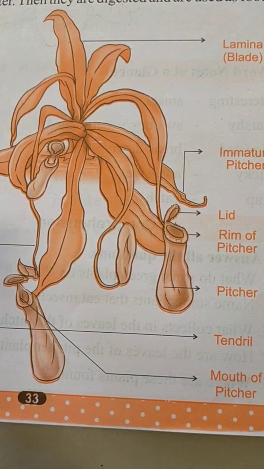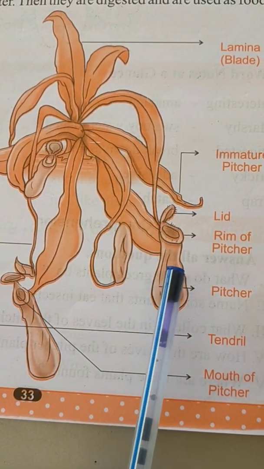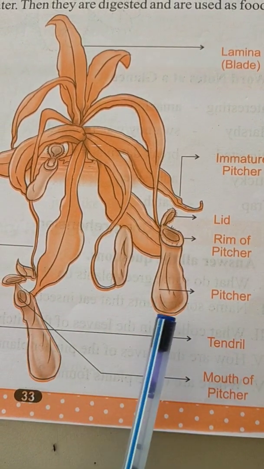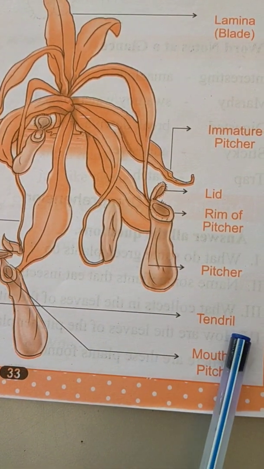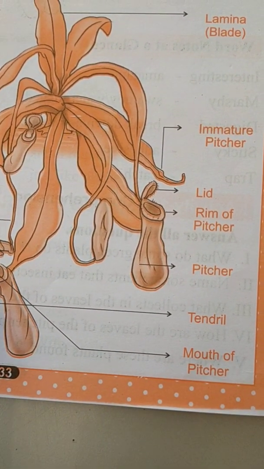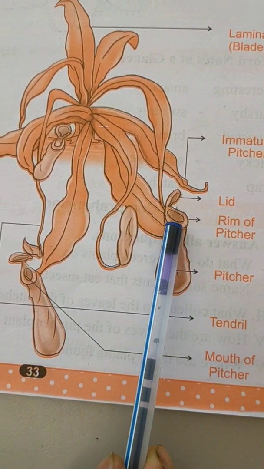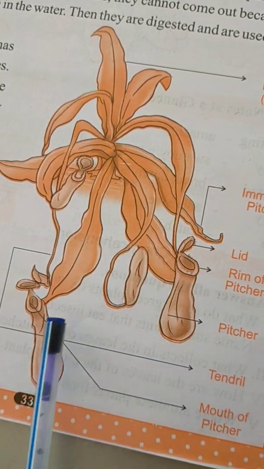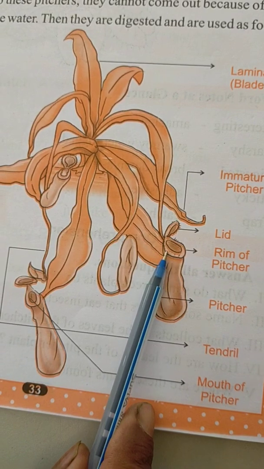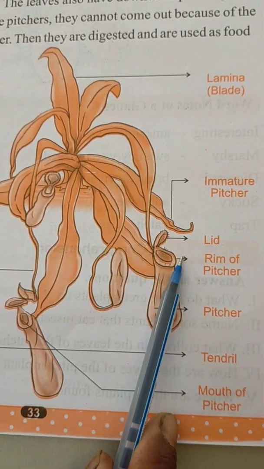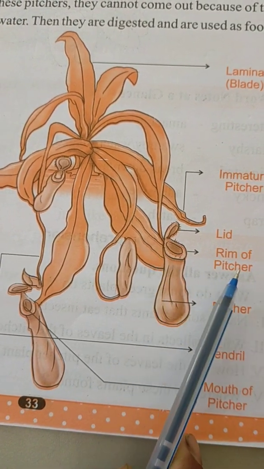This is the tendril. That means these are the tendrils, which connect with the rim of the pitcher. Then the mouth of the pitcher. This is the mouth of the pitcher. These rounds are the rim of the pitcher. So it is the mouth. The rounding is the rim of the pitcher.